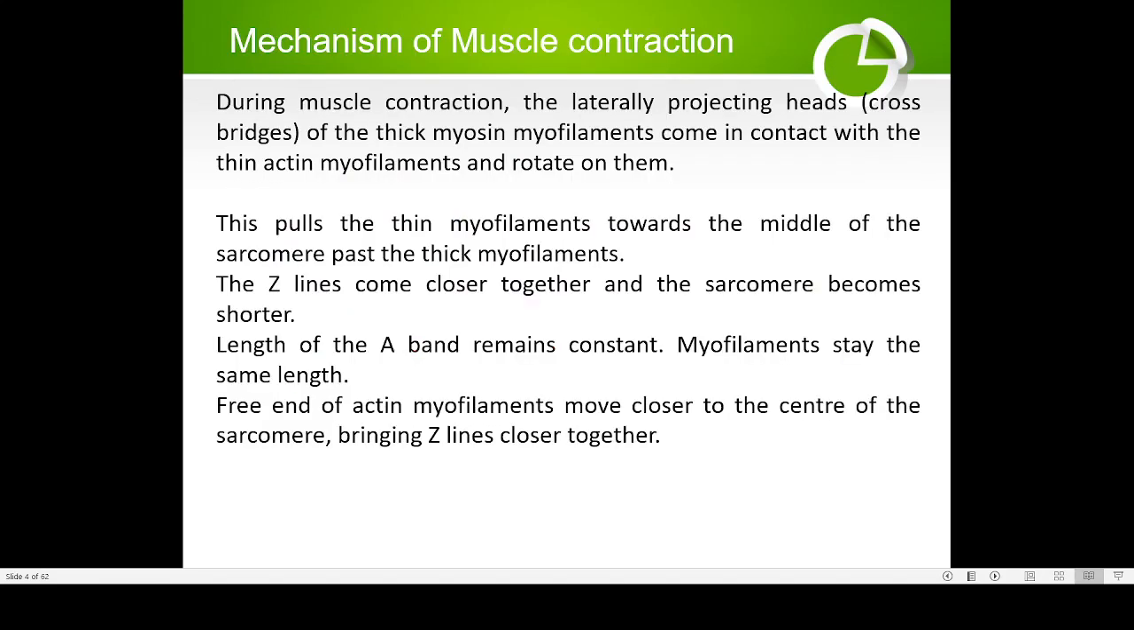So these are the details of the mechanism of muscle contraction. Now I will show you how this muscle is actually contracting.